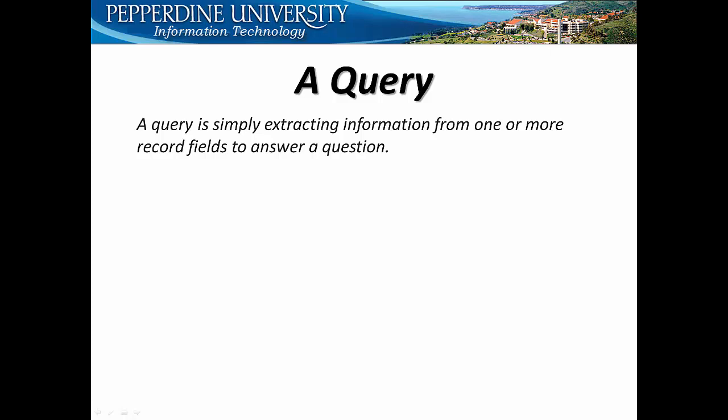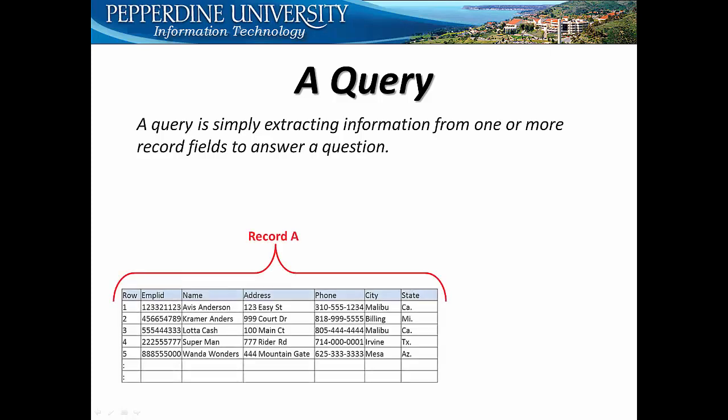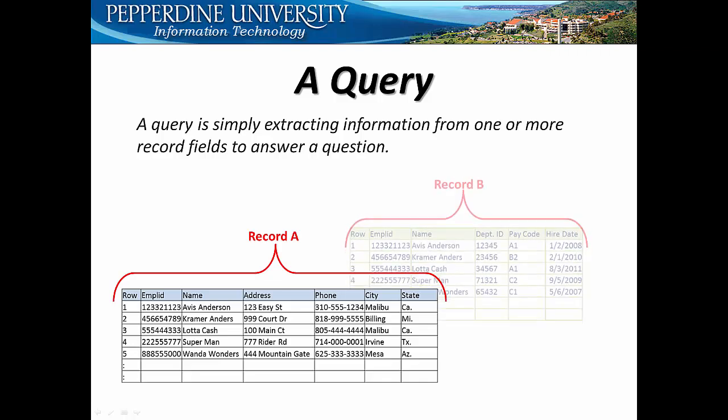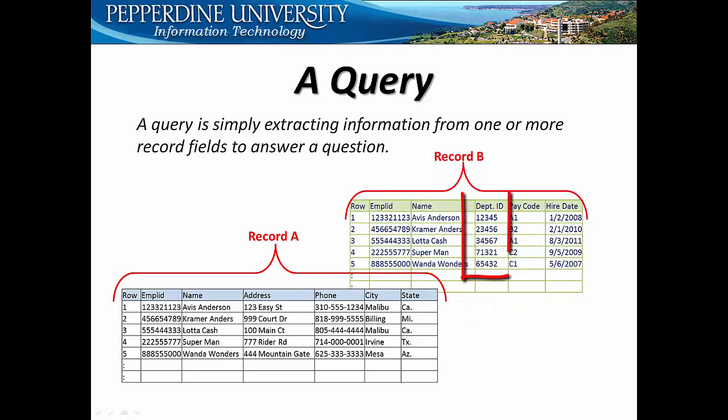Let's illustrate this. You might ask the question or need to know, out of all worldwide employees, you would like to know the employee ID, name, department number, and phone number of those employees who only work in California. Here, we see that record A contains the employee ID, name, and phone number of all worldwide employees. However, the department ID field is not contained in this record. Consequently, we will need a second record to extract that information. We'll call it record B.